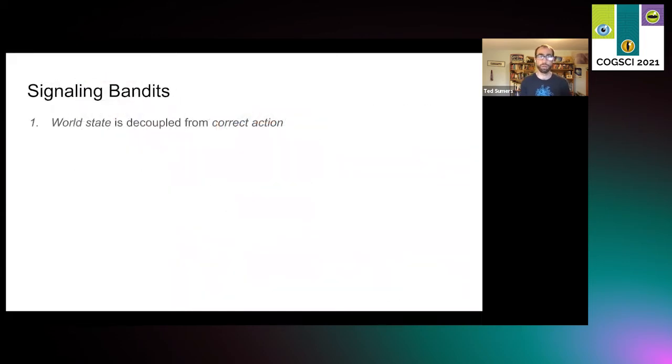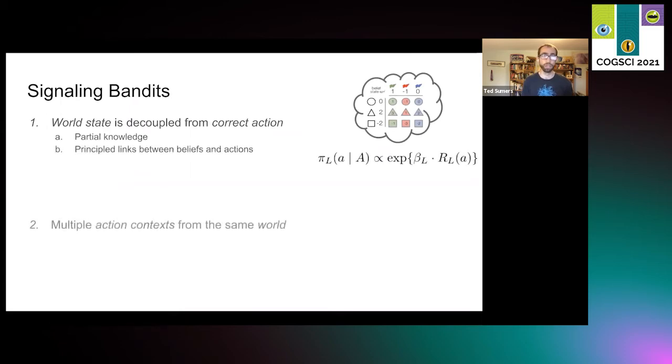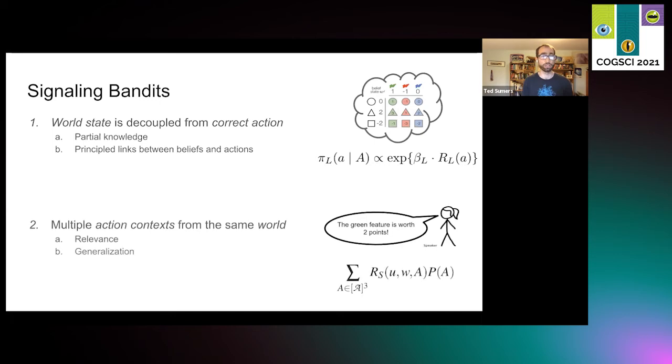Great. So the key aspects of signaling bandits are that the world state is decoupled from the correct action, which allows for partial knowledge, as well as principled links between beliefs and actions. Second, we can construct multiple action contexts from the same world, which makes it easy to define notions such as relevance and generalization. It also allows us to define formal speaker models.